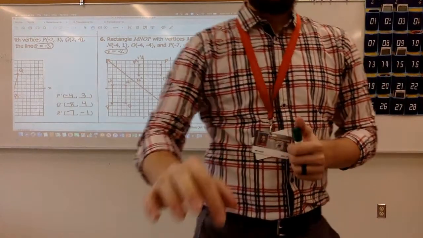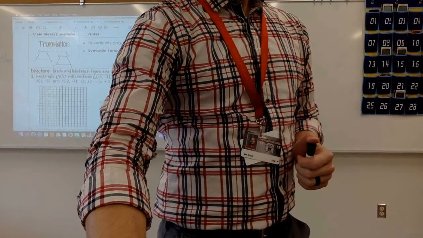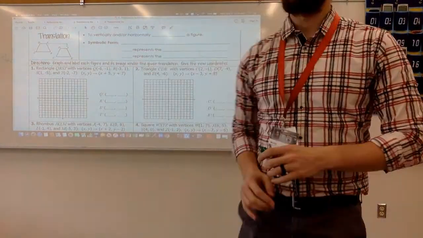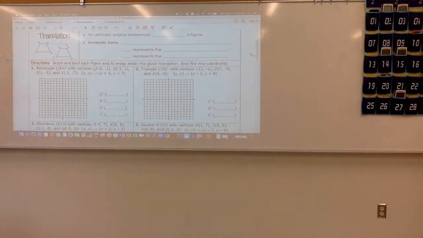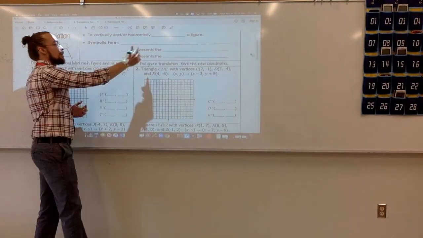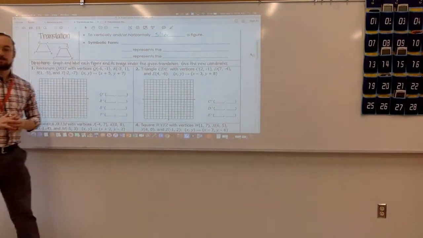All right. Then today we're going to talk about transformations. We did reflections last week. Translations is next. So all a translation is, is vertically and/or horizontally sliding a figure.